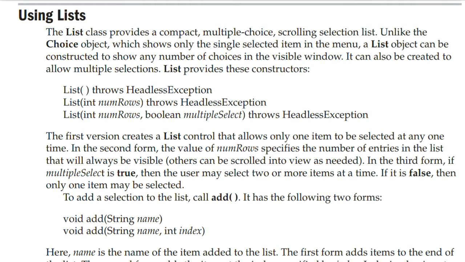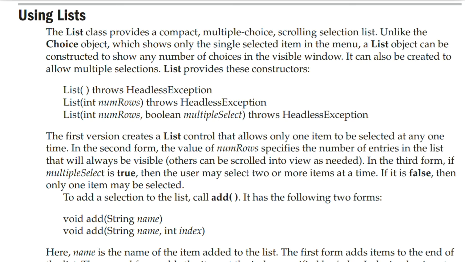Using Lists. The List class provides a compact multiple-choice scrolling selection list. Unlike the Choice object, which shows only the single selected item in the menu, a List object can be constructed to show any number of choices in the visible window. It can also be created to allow multiple selections.